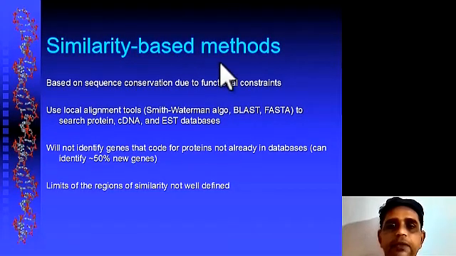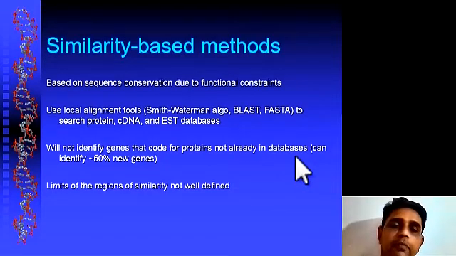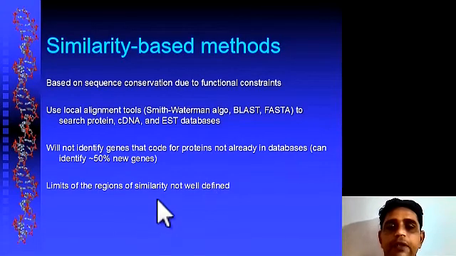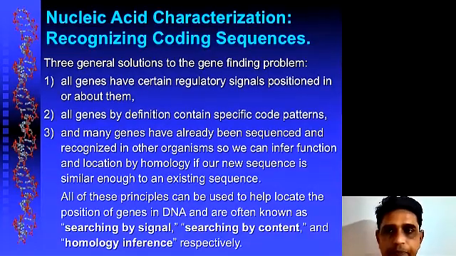The similarity-based method is comparatively quite simple. You just go for a simple search with the help of BLAST and FASTA, and you can find whatever genes and proteins are already in the database. If the similarity is more than 50% or 90%, whatever your criteria is, then you can identify their function. Normally, more than 50% of genes you can identify by this technique. Depending on the organism, if it is a novel organism, then that would be less. The limit of the regions of similarity is not well defined, so that is the basic limitation of this method.